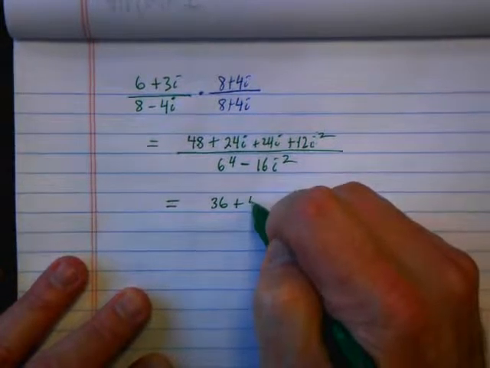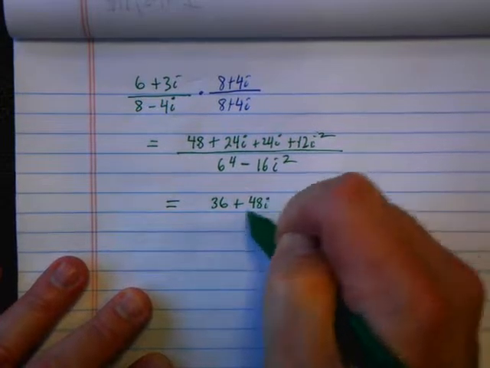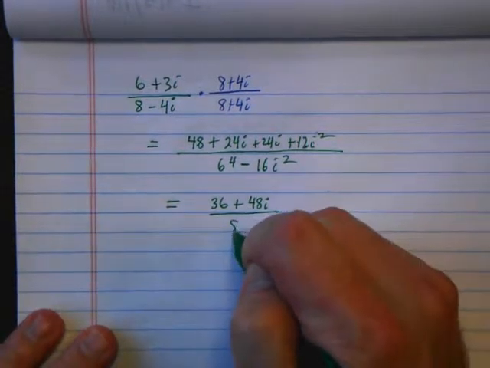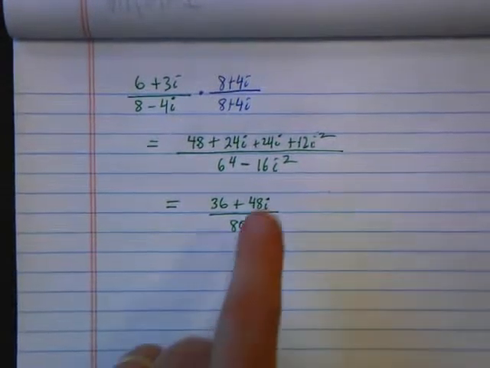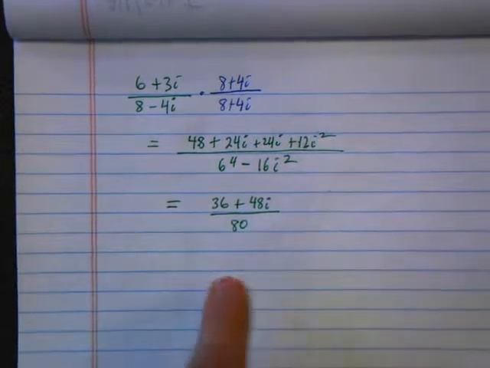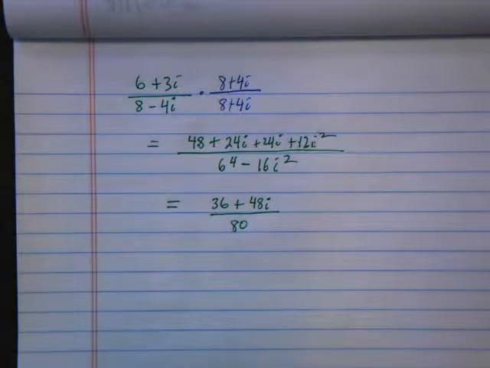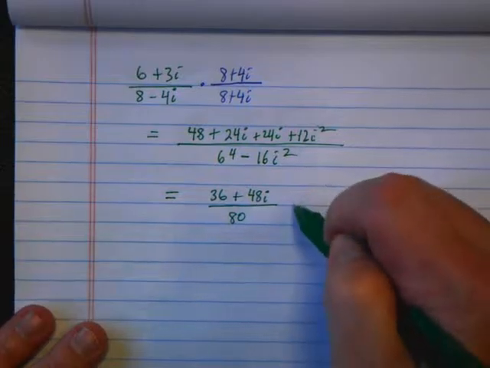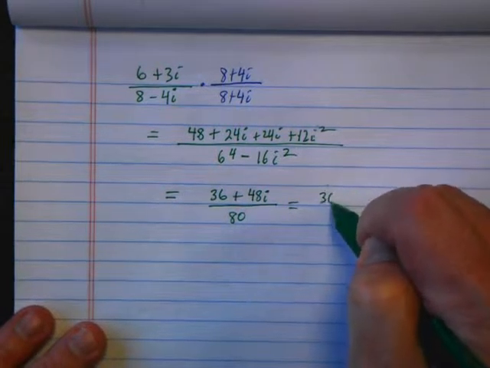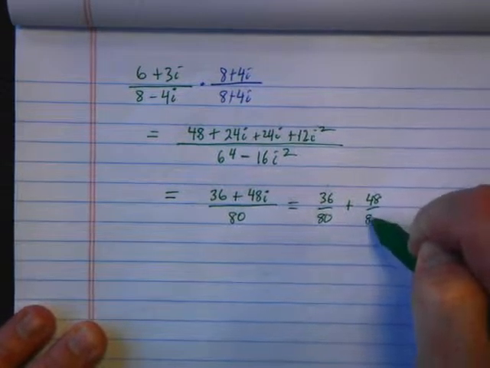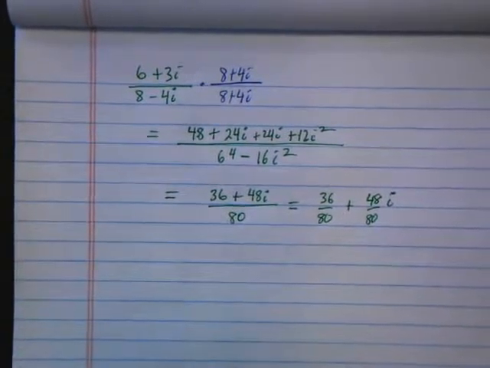Plus 48i divided by 80. Because again, i squared is negative 1, so that's going to be 64 plus 16. So that's 80. And again, as far as I'm concerned, that's a perfectly acceptable answer. My lab's not going to like it. My lab's going to say you better do 36 over 80 plus 48 over 80i. And even that it probably wouldn't like.